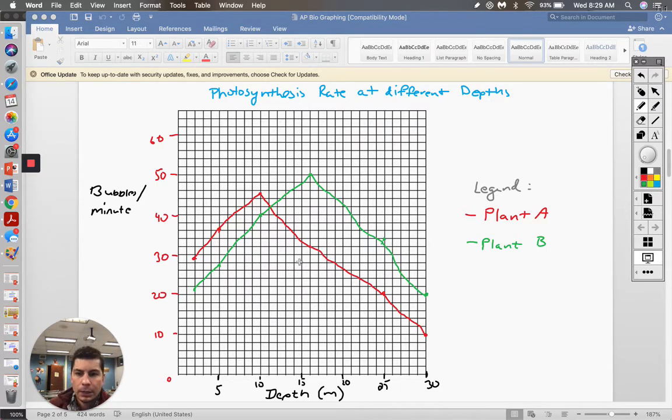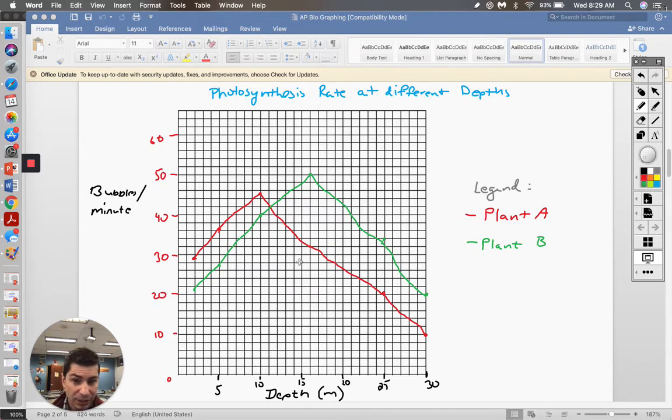Well, if we look here, the plant B actually has a higher photosynthesis rate at a deeper depth. And if you notice with plant A, as we get deeper past 10, it actually starts to decrease. But for plant B, that doesn't happen until after 16, okay? So just difference between our two plants. They're able to photosynthesize at different depths.